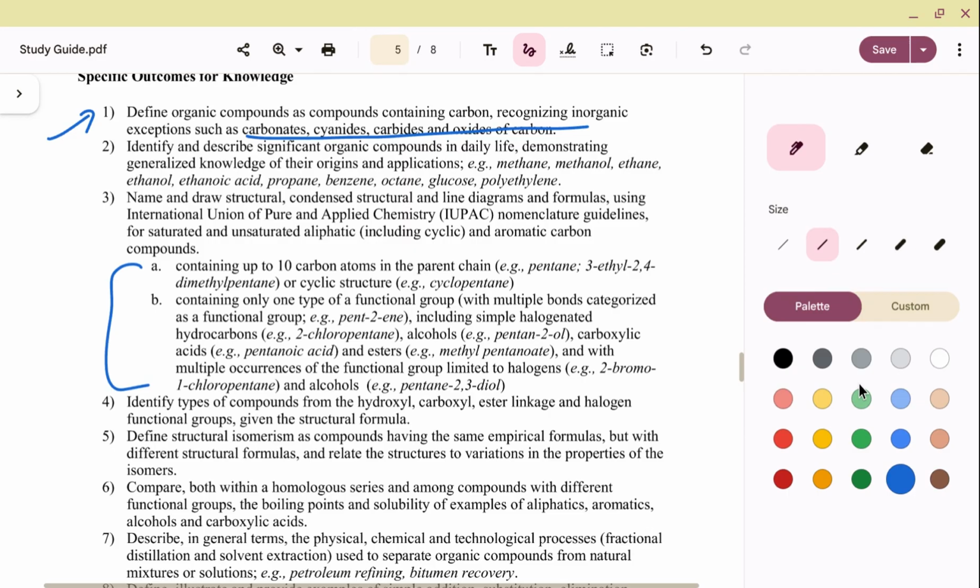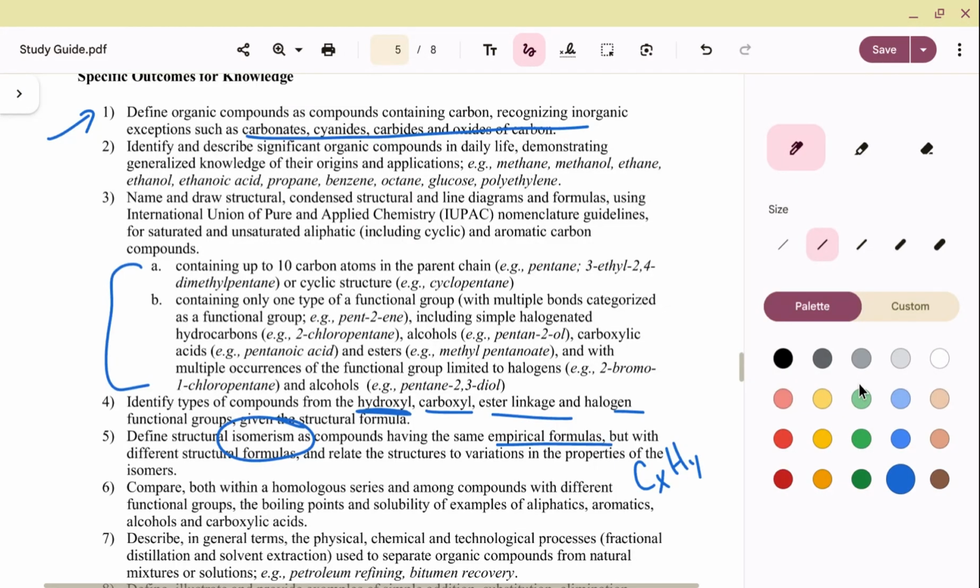Number 4 says identify compounds based on the hydroxyl group, meaning you have an alcohol, carboxyl group if you have a carboxylic acid, an ester link or a halogen if it's on there, and being able to name it from there. You also want to be able to identify isomers. So if you can break down a compound to have the same empirical formula, meaning the exact same amount of carbons, hydrogens, and whatever else might be there, it could be an isomer. So it's when you have exact same amount, they're just arranged differently.